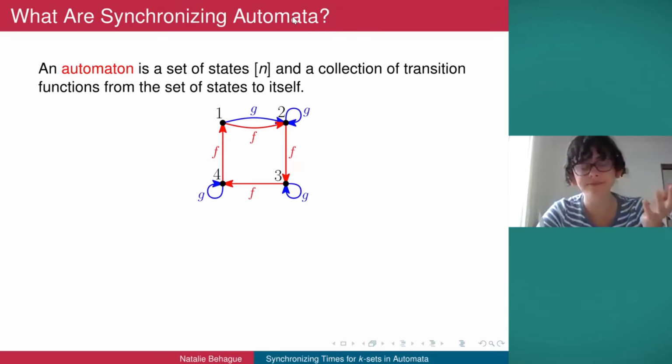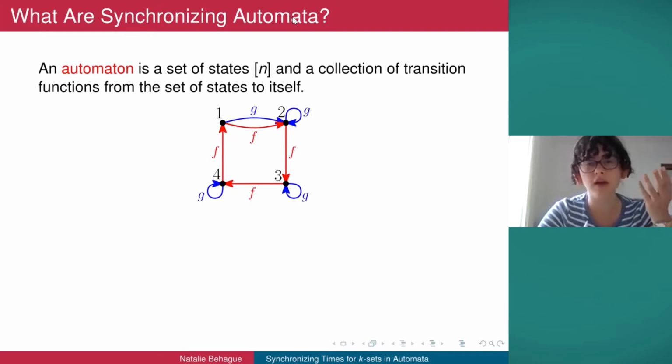So an automaton, pretty simple. It's just a collection of states. I will always have a finite set of states, which I'll usually label 1 to n. And we have a collection of transition functions, which are just functions that act on a set of states. It takes a set of states to itself.